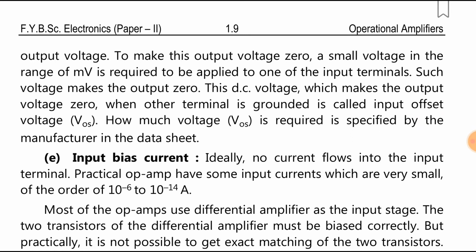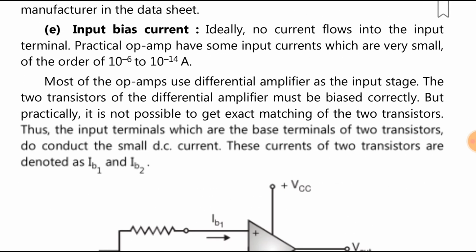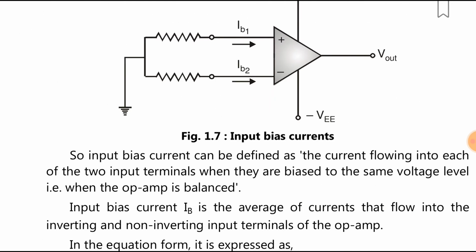So when the input is 0, output should be 0. Now sometimes it comes in a very small millivolt range. So to make this output voltage 0, a small voltage in the range of millivolt is required to be applied to one of its input terminals. So such voltage makes the output 0. So this DC voltage which makes the output voltage 0 when the other terminal is grounded is called the input offset voltage.